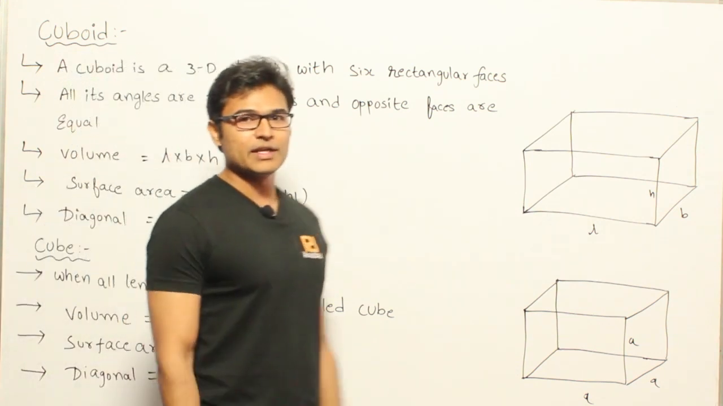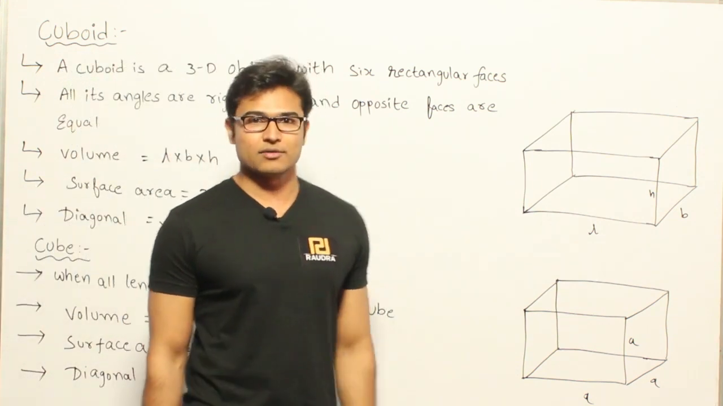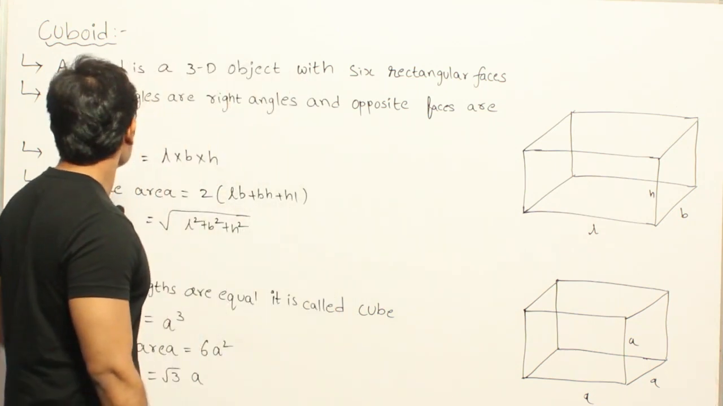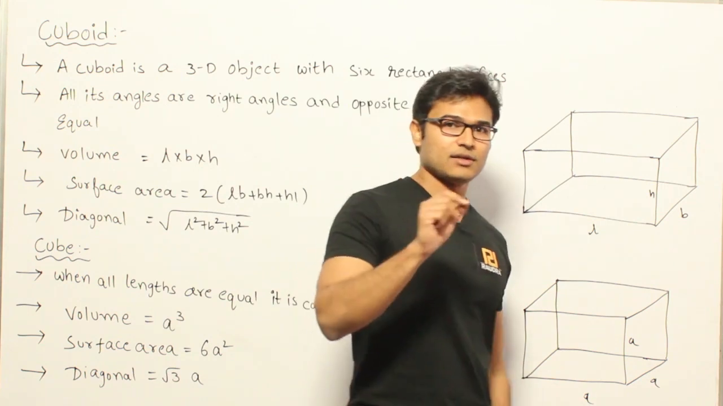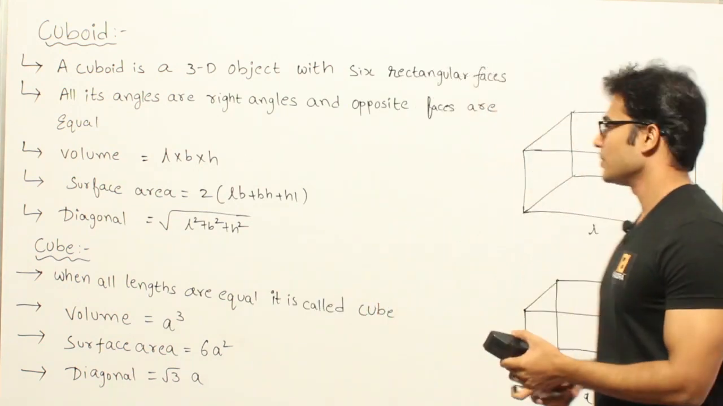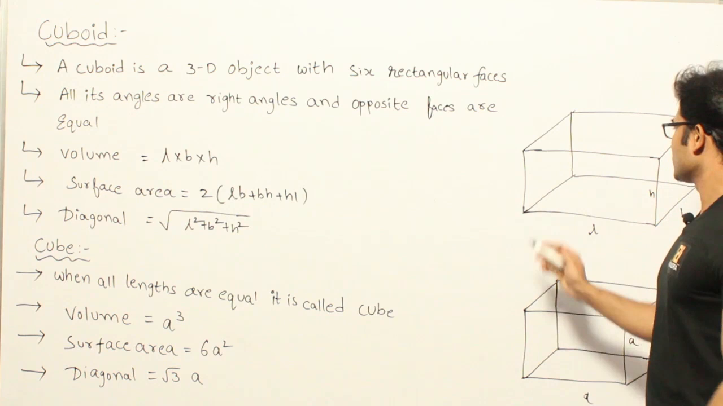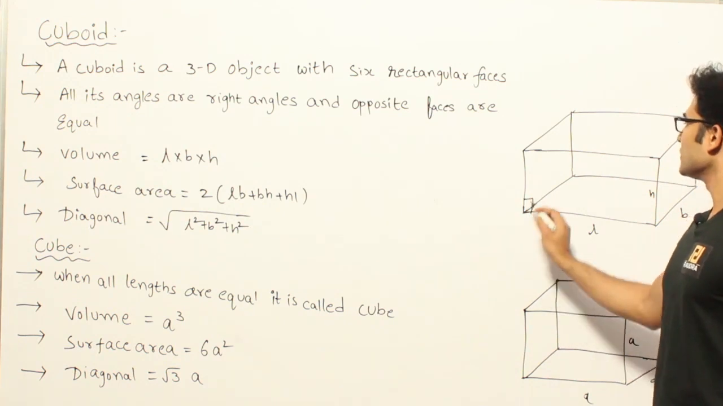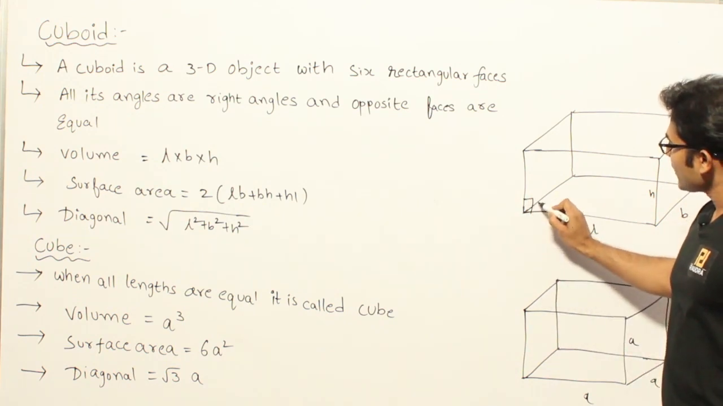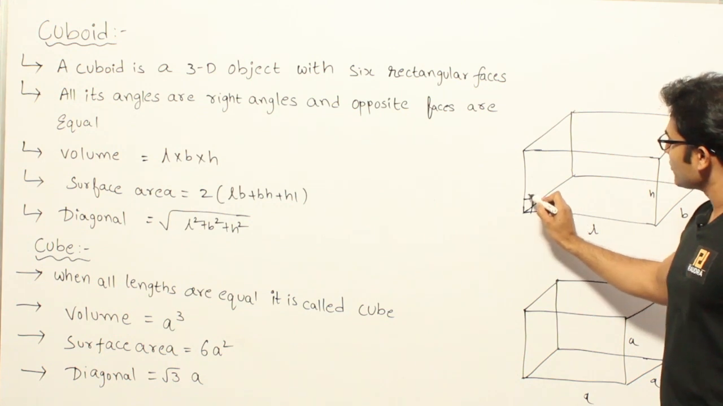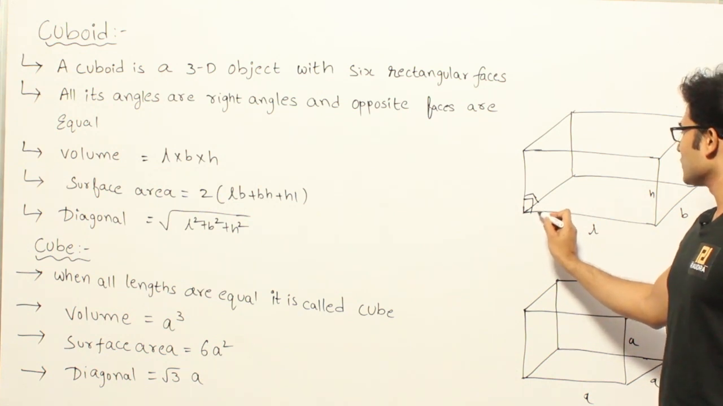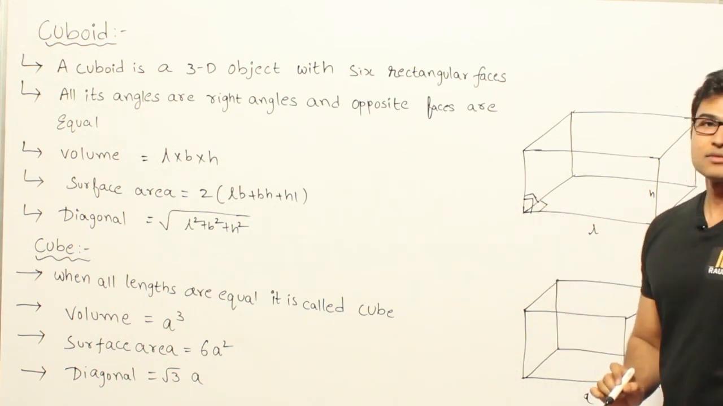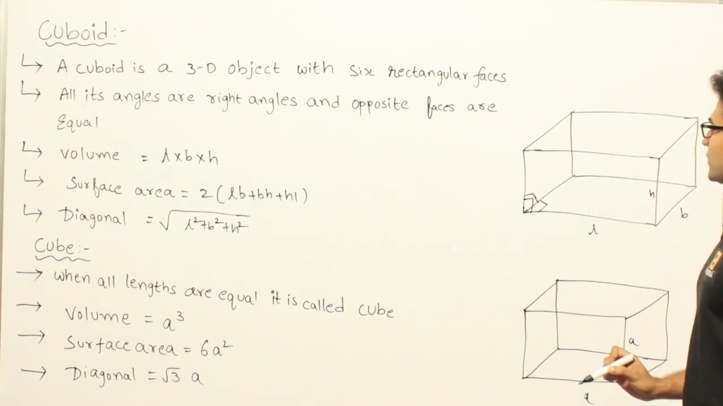Rectangles means the length and breadth can be of different sizes. And next, all its angles are right angles. Angles are right angles means if you take the angle between any two sides, it is going to be 90 degrees. So this is going to be 90 degrees, and the angle between these two is also going to be 90 degrees. And the angle between these two is also going to be 90 degrees, right? So all the angles are 90 degrees.